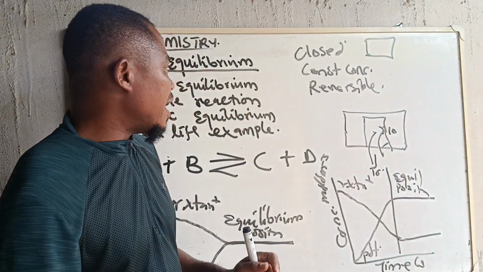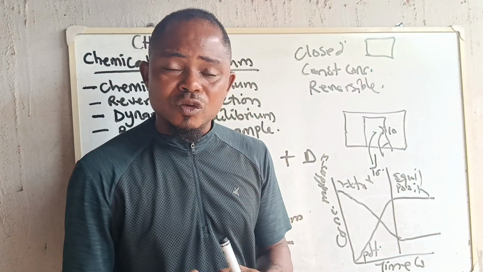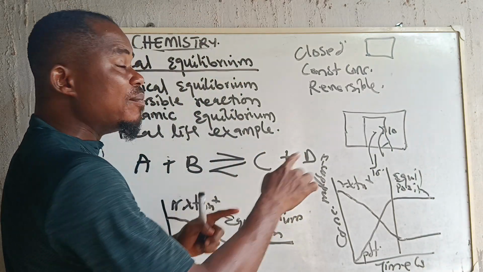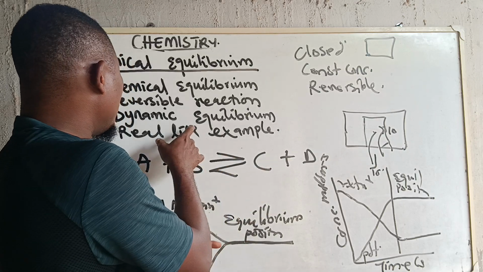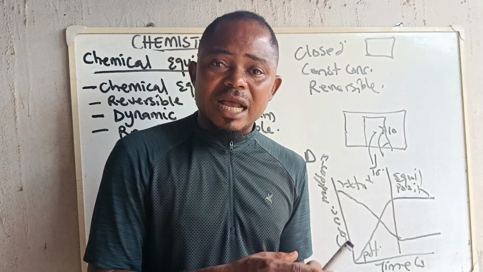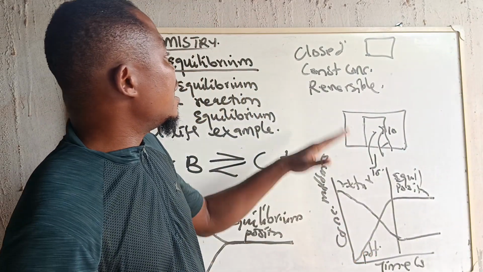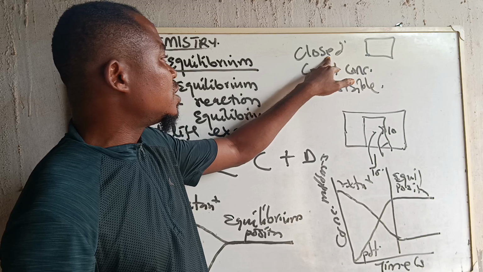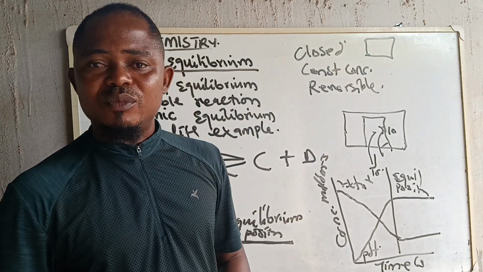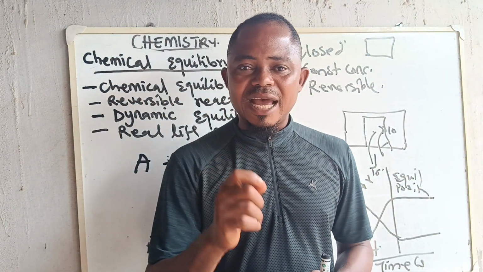All right, what did we learn? We learned that chemical equilibrium is when the rate of the forward reaction is equal to the rate of the backward reaction. That a reversible reaction is one that proceeds in both directions. Dynamic equilibrium is established whereby the rate at which reactants convert to product is equal to the rate at which product converts to reactant. And we say equilibrium can only be established when the system is closed, the concentration is constant, and the system is reversible.